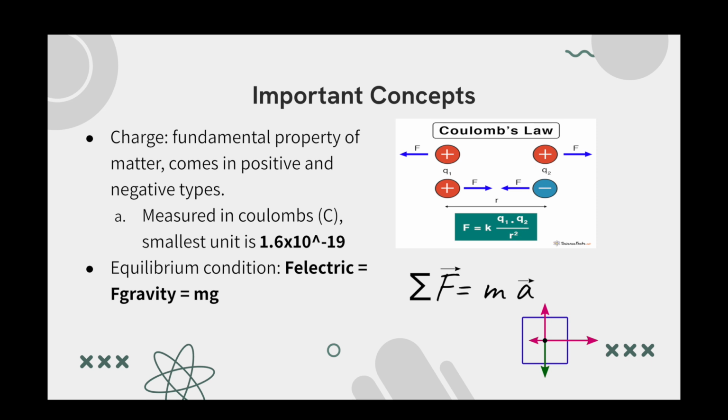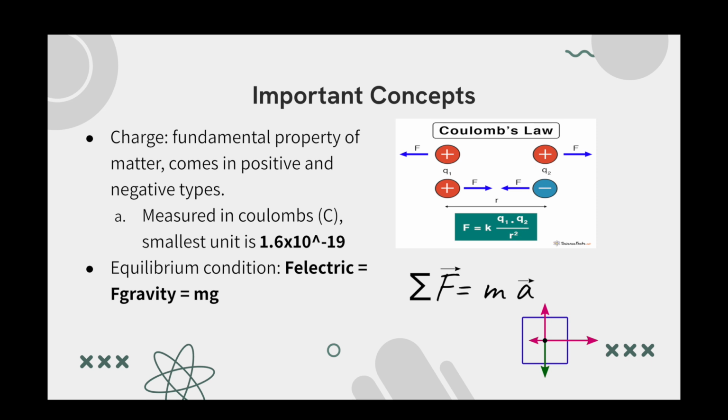It is measured in coulombs, and its smallest possible charge is the elementary charge, which is 1.6 times 10 to the negative 19 coulombs. We use Coulomb's law to model the electric force between the tapes. The equation is F equals k Q1 Q2 over r squared. This law tells us that the force between two charges is proportional to the product of their charges, and inversely proportional to the square of the distance between them.